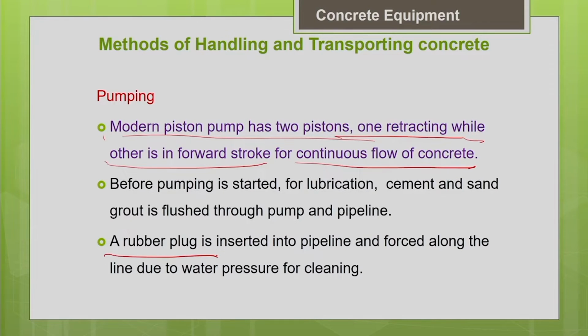Very commonly, they will insert a rubber plug into the pipeline and flush it along the pipeline with water pressure. This rubber plug will clean away everything perfectly, so that there will not be any choking by aggregate or anything in the concrete pipelines. This is the device they use to ensure that there is no choking or blocking in the pipeline. So every time you do the pumping operation, before pumping you have to do the lubricating process, and immediately after the pumping you have to do the cleaning process.